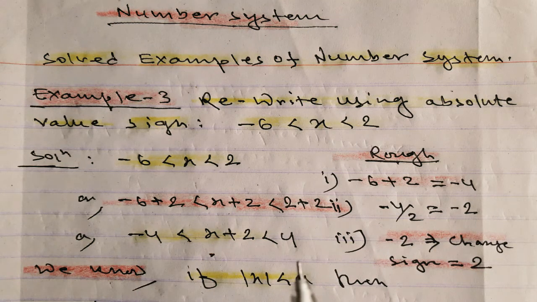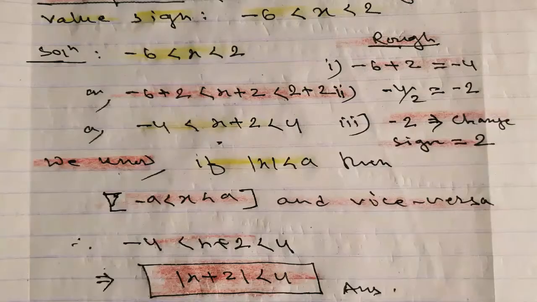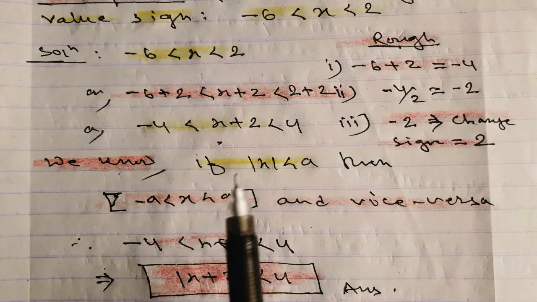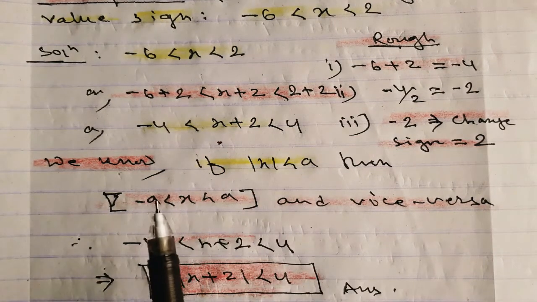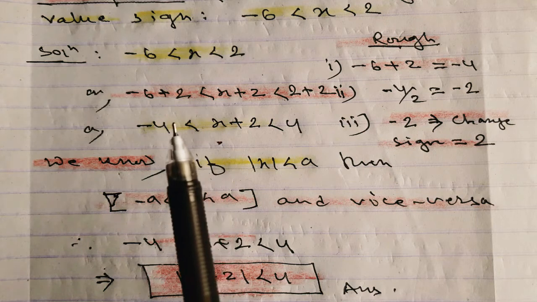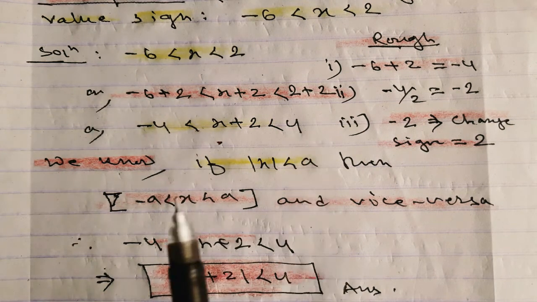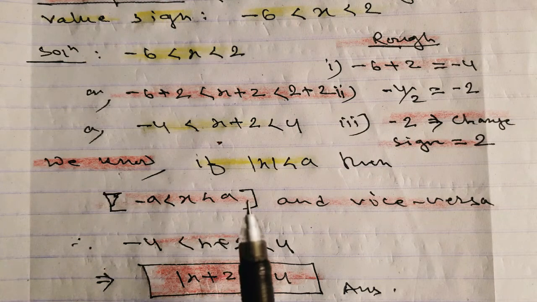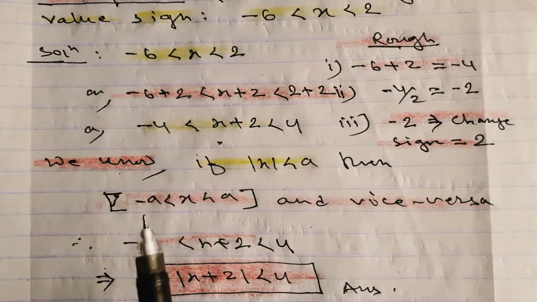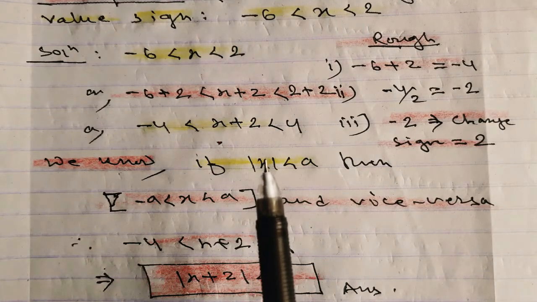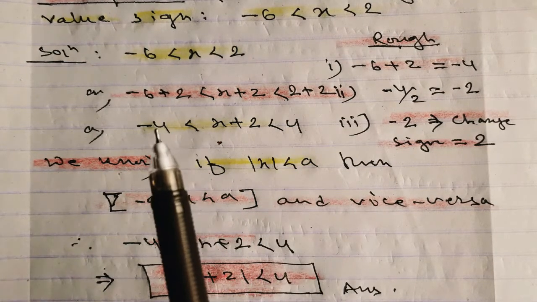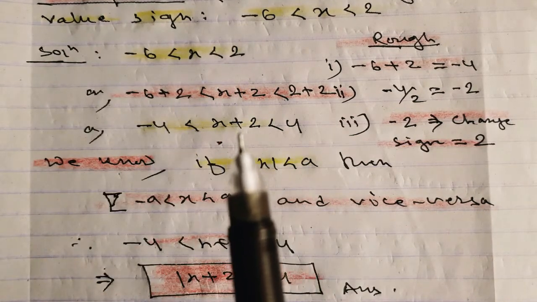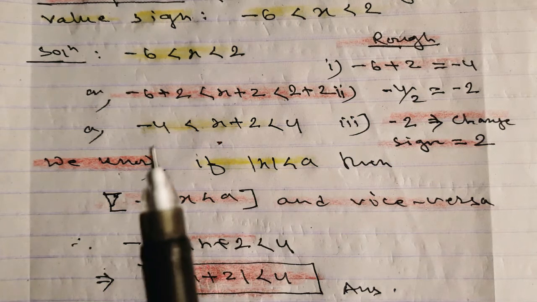We know if modulus of x is less than a, then x we can write less than a, x we can write greater than minus a. So already we have got the numbers of left side and right side both are equal. So comparing with the formula, if minus a is less than x less than a, then we can write modulus of x less than a. That means if the numbers on both sides of any given inequality are equal, then we can write the given inequality in terms of absolute value.